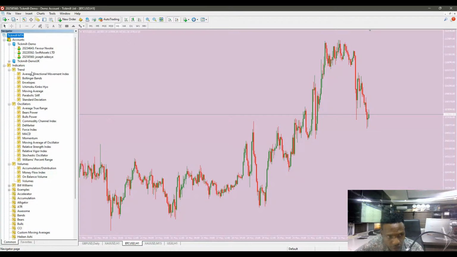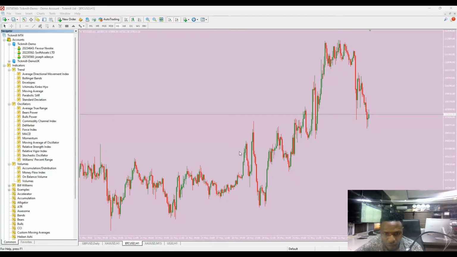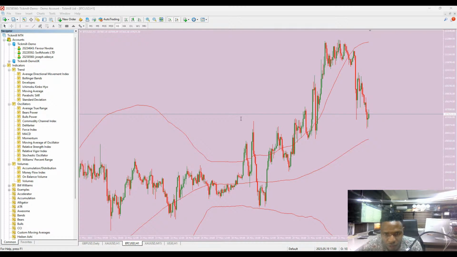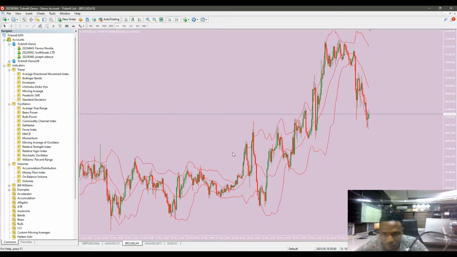If you want to make use of them, just click on it and drag it to the screen. Here you can change the values. This period has to do with how wide you want it to be. Let's see, this is 200, you can see how wide it is. Let me change it. You right click, band properties. Let's change it to 20. You can see the way it is now, it has changed because of the period.